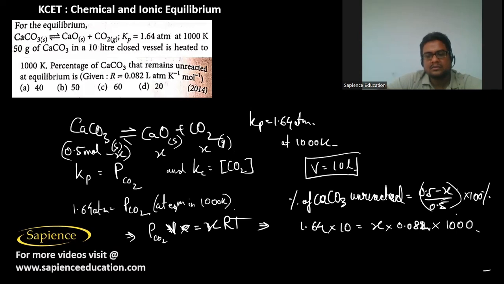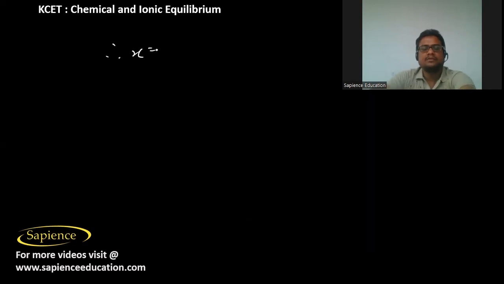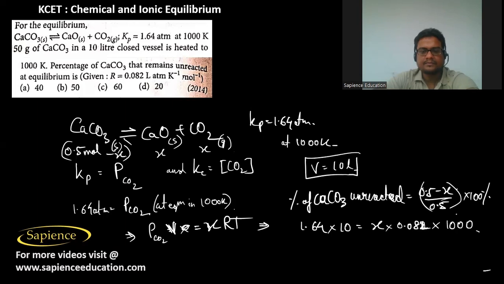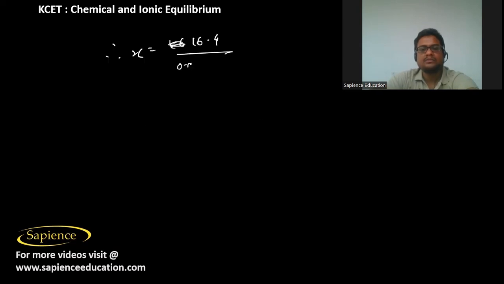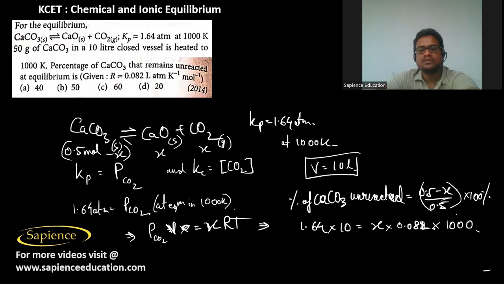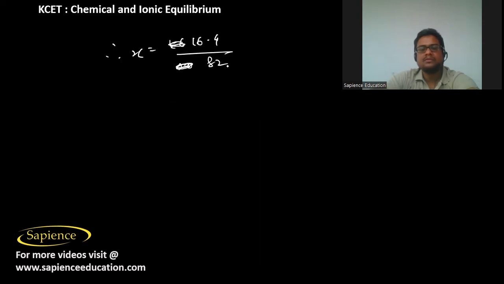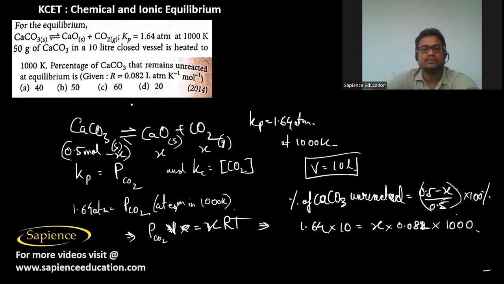So from here we can find out the X. Therefore, X will be equal to 16.4 divided by 0.082 into 1000, that is equal to 82. So this will be 82 into 2, 2 to the 4, 2 to 16, so this is 0.2. So X equals 0.2 moles. So 0.2 moles of CO2 has been formed.